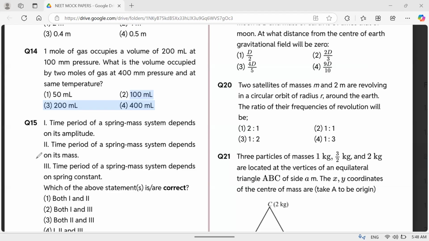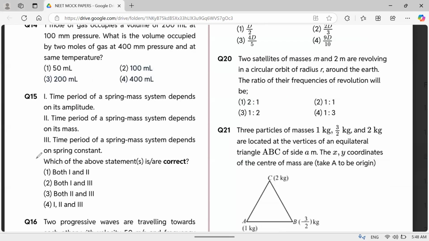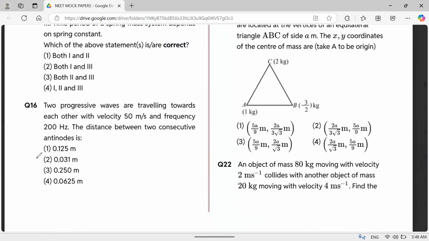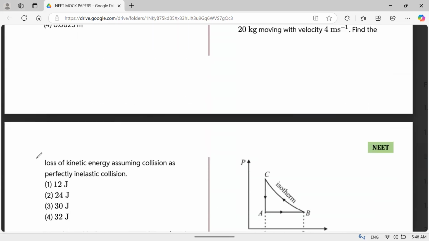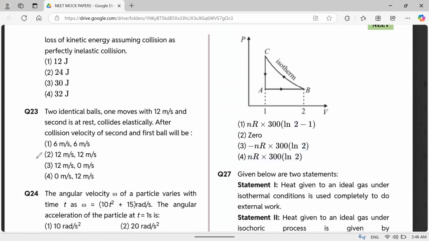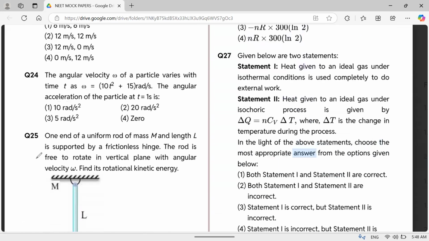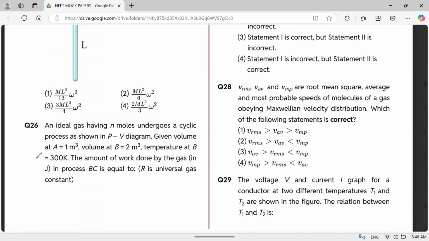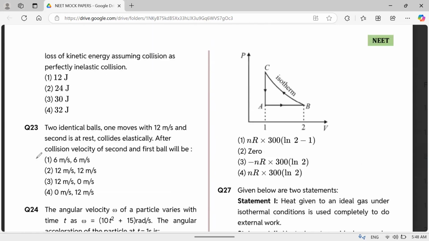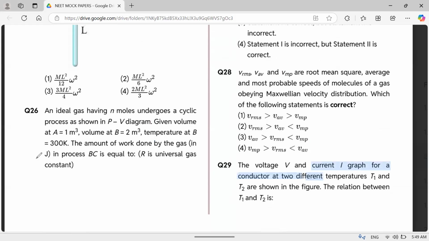Next one. Three particles of masses M1, center of mass, we have not done. I'm not doing that one. Then collision, not done. Elasticity, collision, angular velocity, angular acceleration, rotation, and ideal gas. Yeah, 26th, we can try it better. Faster, I don't have time.